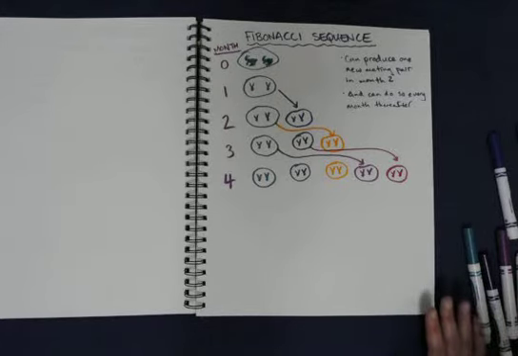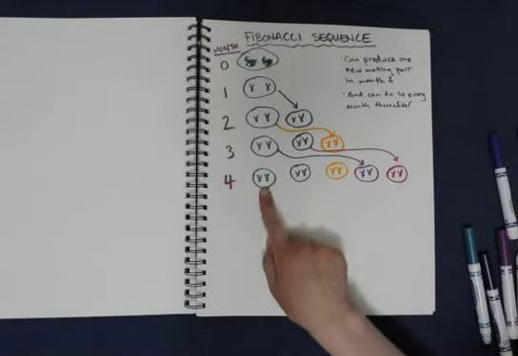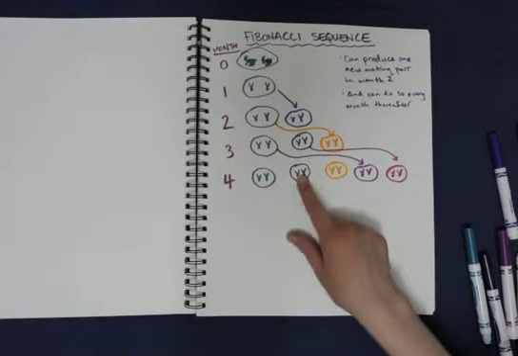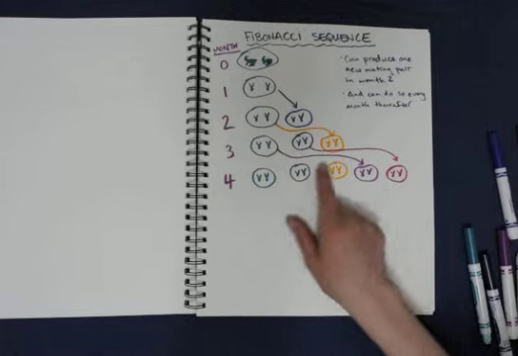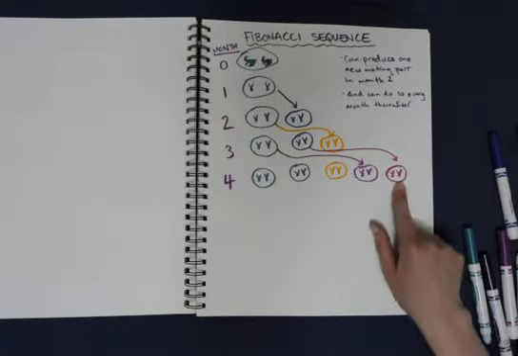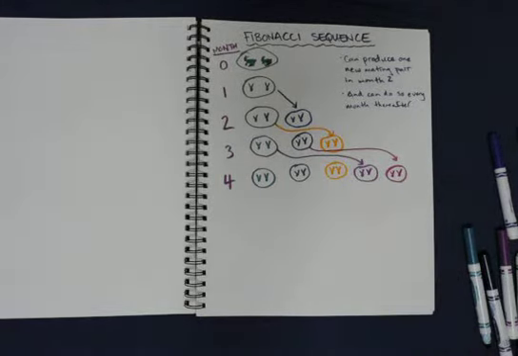In the next month, these ones will be able to produce a pair of bunnies, these ones will be able to produce a pair of bunnies, and these ones will be able to produce a pair of bunnies, plus you'll have the 5 pairs of bunnies that you see here. So you'll have 8 pairs of bunnies.